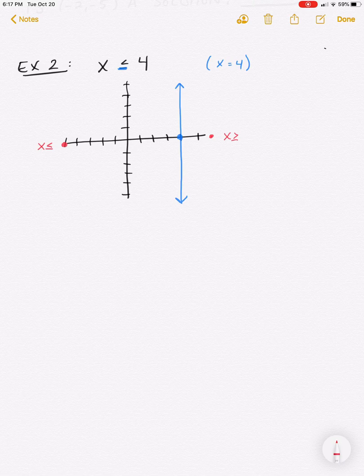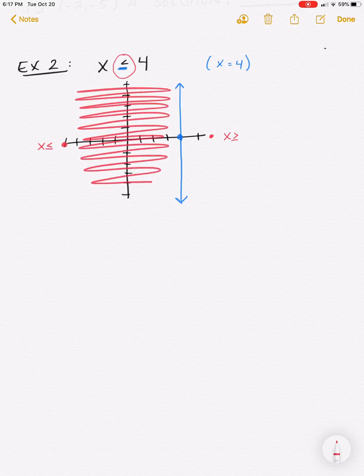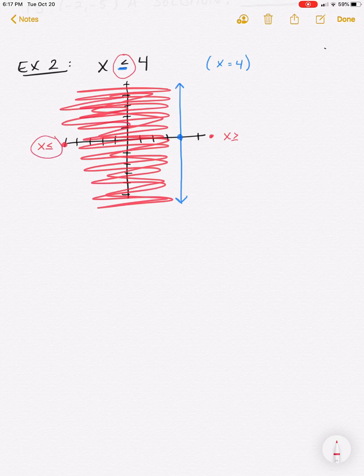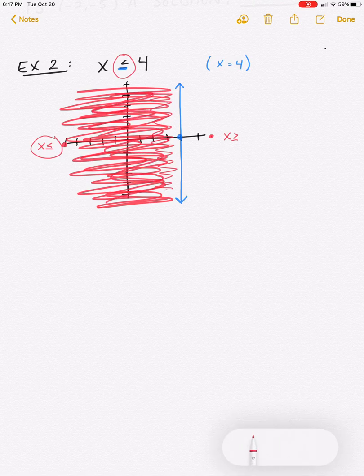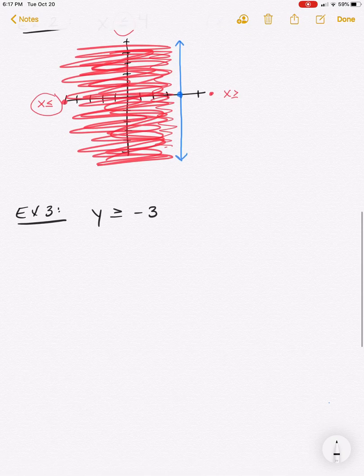So since the inequality says less than or equal to 4, I need to shade all the coordinates to the left of the line, because that is the direction where your x's are less than. So it looks like a solid line with everything shaded to the left. Well, let's take a look at something like this. What if we have y is greater than or equal to -3?